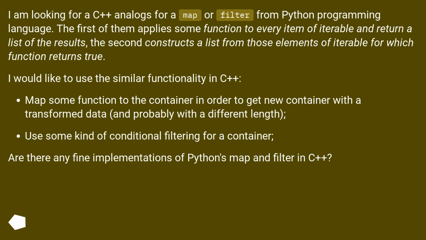Map some function to the container in order to get a new container with transformed data, and probably with a different length. Use some kind of conditional filtering for a container. Are there any fine implementations of Python's map and filter in C++?